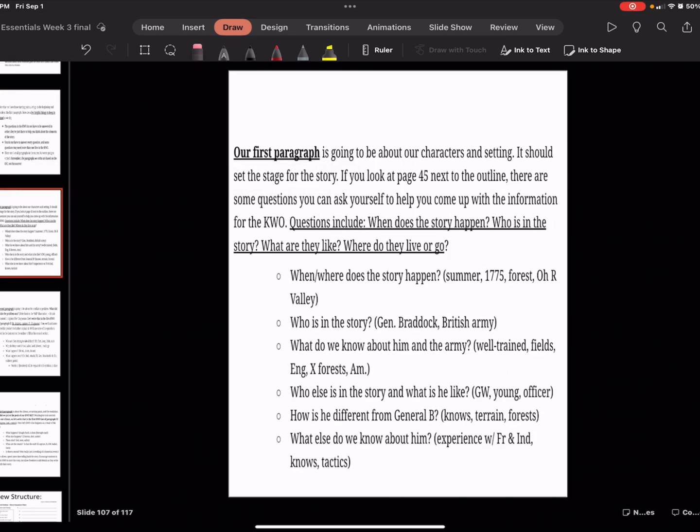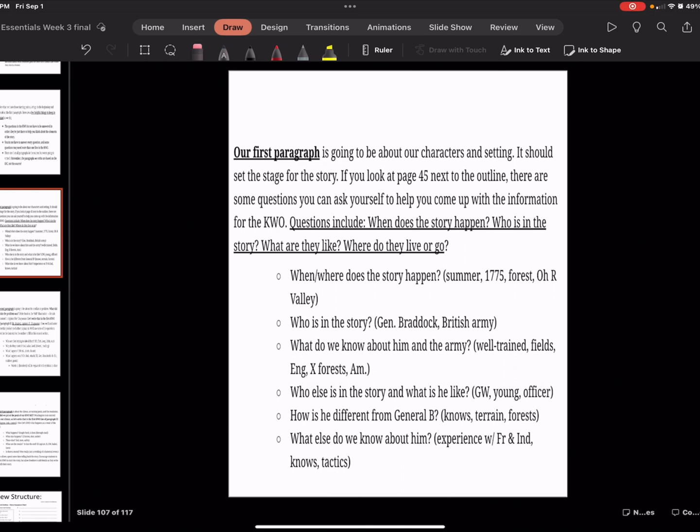Okay, so our first keyword outline and our first paragraph is going to be about our characters and setting. It should set the stage for the story. If you look at page 45 next to the outline, there are some questions you can ask yourself to help you come up with the information for the keyword outline. Chances are you've already underlined this if you're going through as a detective looking for those important clues.